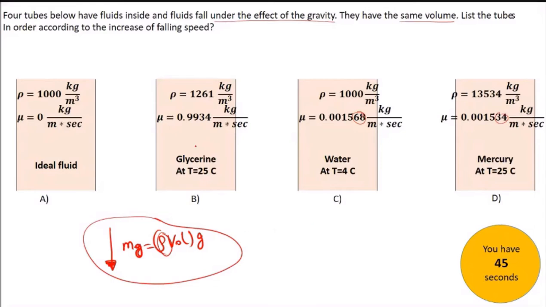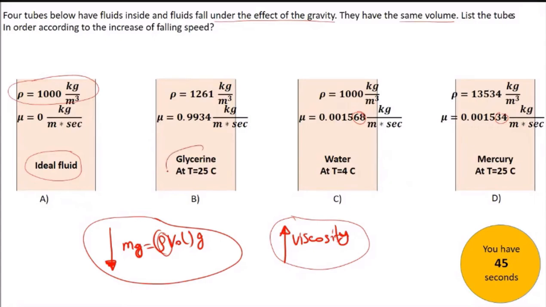Now, while the fluids fall, we have an opposing force, which is the viscosity. This viscosity opposes the motion in the downwards direction. Therefore, we should see the value of the viscosity for the speed. The ideal fluid doesn't have any viscosity, so it will fall with the highest speed, possibly. The glycerin has the viscosity which is the highest among all of them, and then water and the mercury. So when it falls under the effect of gravity, viscosity opposes it.